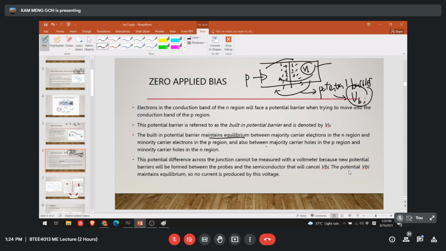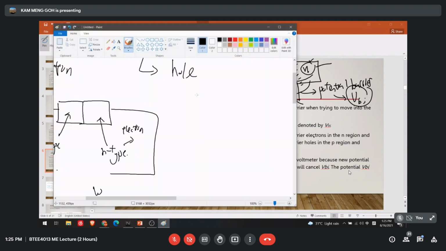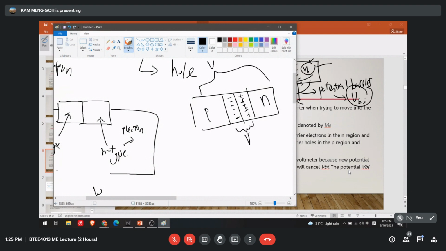So this is the thing. Potential difference across the junction cannot be measured with a voltmeter. You cannot put the voltmeter here. It's kind of impossible. You cannot do that, because this forms between these two things. You cannot measure that. But somehow this potential maintains equilibrium and no current is produced. Imagine that in this thing, P and N. Let's get back to here. So let's say P is negative, positive, N. P and N will have one V, and this will have one V also. This V and this V will cancel each other. So that's why there's no current flow over here.